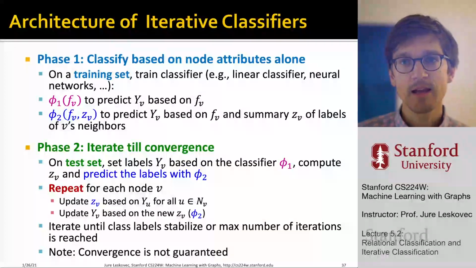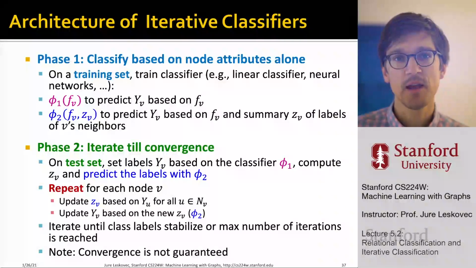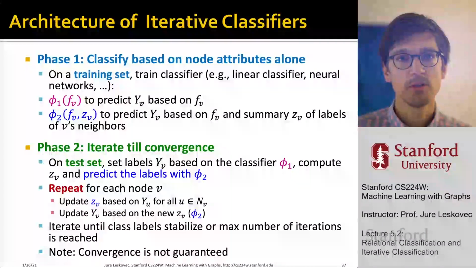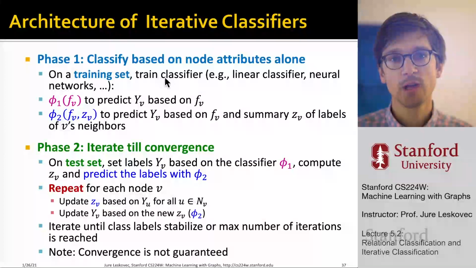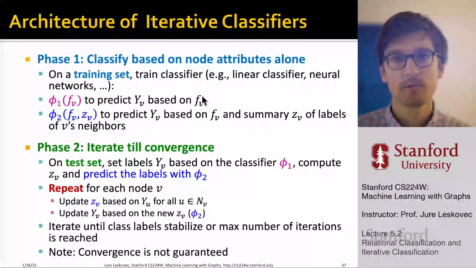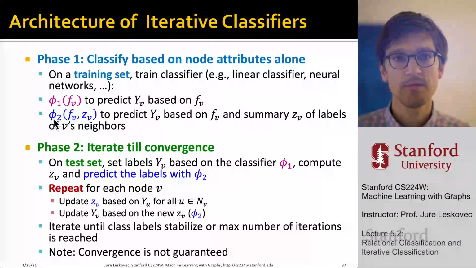So these iterative classifiers are going now to work in two steps. In the first phase, we are going to classify node labels based on node attributes alone. So it means using the training data, we are going to train two classifiers, for example, using a linear classifier, a neural network, or support vector machine, or a decision tree, that given a feature vector of a given node, it's going to predict its label. And in phase one, we are going to apply this classifier phi1 so that now every node in the network has some predicted label.